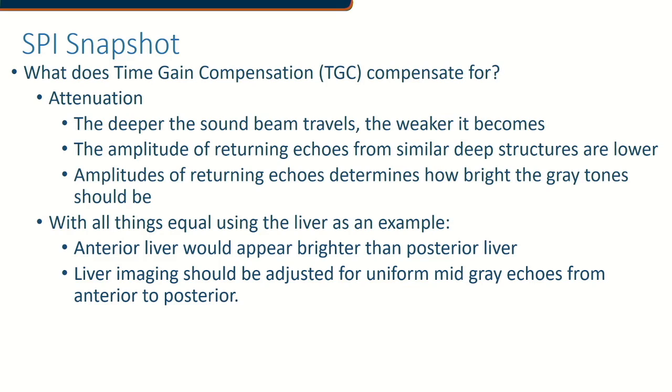So with all things equal, if nothing else was adjusted, and we put the probe on a patient's liver, the anterior liver would appear brighter than the posterior liver because those returning echoes from the posterior liver have a lower amplitude. So the liver imaging should be adjusted for uniform mid-gray echoes from the anterior to posterior, and we can accomplish that with the TGCs.